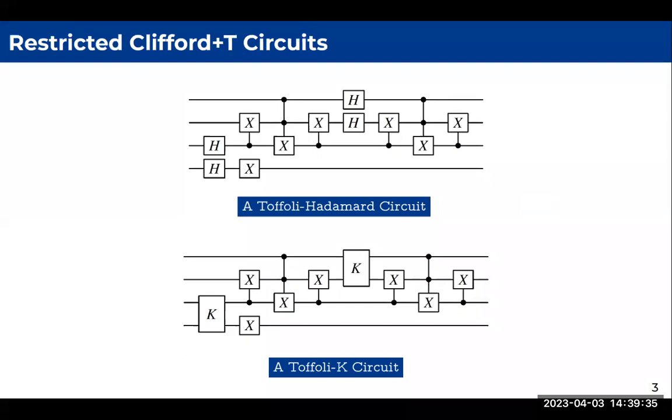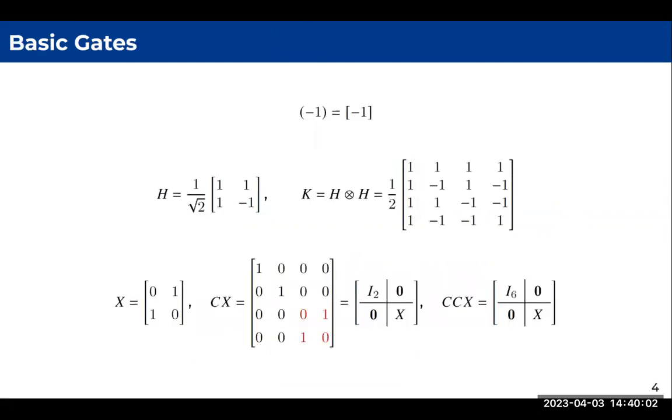I also want to note that the reason you're seeing not just the Toffoli and Hadamard here is because in classical reversible computation, Toffoli can generate the single-qubit NOT gate and the two-qubit CNOT gate with the help of an ancillary bit assigned to 0 or 1. So that's why when we talk about Toffoli-Hadamard circuits, we refer to circuits over the NOT, CNOT, Toffoli, and Hadamard gate set.